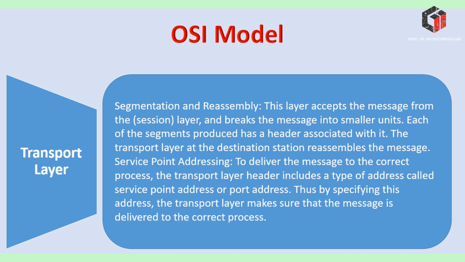Functions of the transport layer. Segmentation and reassembly. This layer accepts the message from the session layer and breaks the message into smaller units. Each of the segments produced has a header associated with it. The transport layer at the destination station reassembles the message. Service point addressing. To deliver the message to the correct process, the transport layer header includes a type of address called service point address or port address. Thus, by specifying this address, the transport layer makes sure that the message is delivered to the correct process.